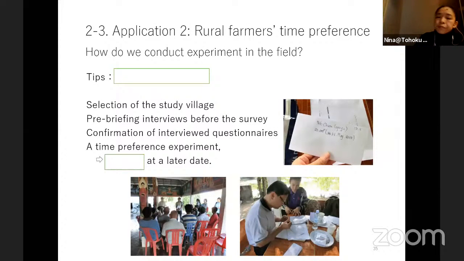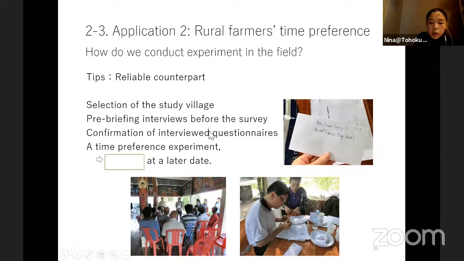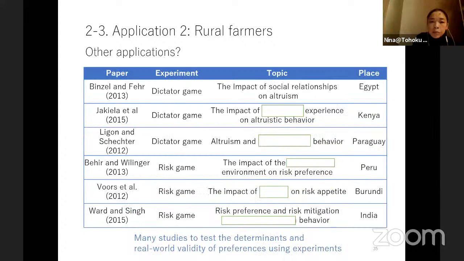And also another tip is the counterpart. When we do collaboration, the counterpart is very, very important. Particularly in the case of the time preference experiment, we pay money actually, like 6 months later or 3 months later. We ask, for example, the village head, we give money like this. There is the name of the participant and 20,000 riel on the date of May 31, 2017. Please give this amount to this participant. So if we don't have a reliable counterpart, we cannot do the experiment. So if you do experiment in rural area, you need some good friends. Okay. And here are other application examples.